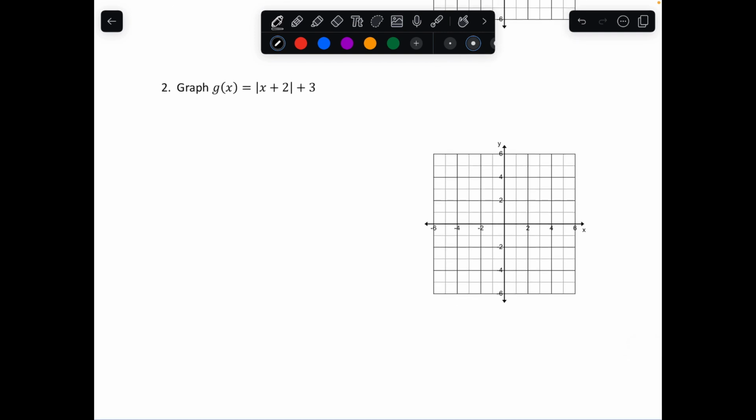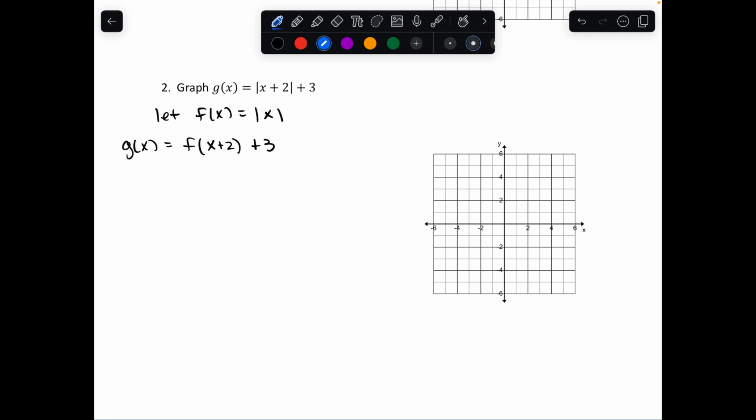Now to start off, for shifting functions, I typically like to have a base function. Now we see that we're dealing with the absolute value, so I'm going to let f of x be equal to the absolute value of x by itself. Now when we're dealing with shifting functions, I like to write my function in terms of my base function so I can see what exactly is being done to that base function. So we can rewrite g of x as f of x plus 2, plus 3.